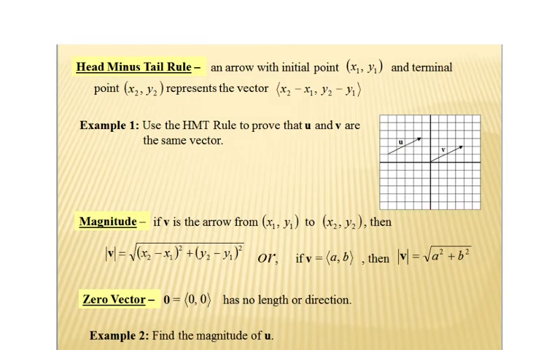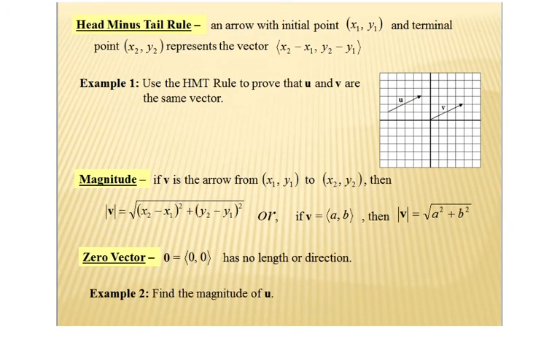Alright. Our next one here is your head minus tail rule, with an arrow with an initial point of this, maybe at the origin, and a terminal point where that arrow is going to be over here at x2, y2. All you need to do in order to represent the vector is take its slope, a change in y over change in x, right? Or just take those values, subtract them, take the y values and subtract them, and now you have your vector itself.